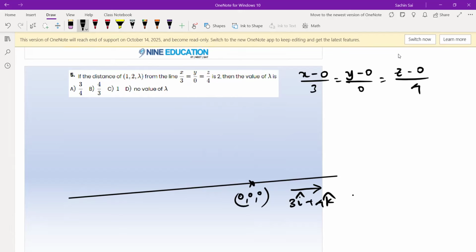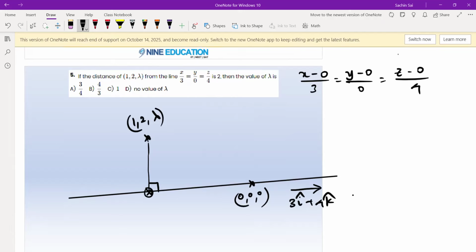Now you have the distance of (1, 2, lambda) from this line, right? So let us say you have a point (1, 2, lambda) and you want to find the perpendicular distance from this point to the line, right? Which means there will be some point here which lies on the given line. Now, how do I assume such a point?